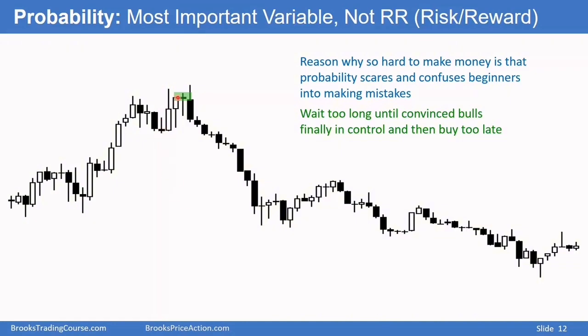Beginners thought this was a high probability buy, when in fact it was a low probability buy, and the bull trend was probably transitioning into a trading range. Experts were selling here, and they would have sold here as well, expecting that the market is no longer in a bull trend. It's in the early stages of a trading range.